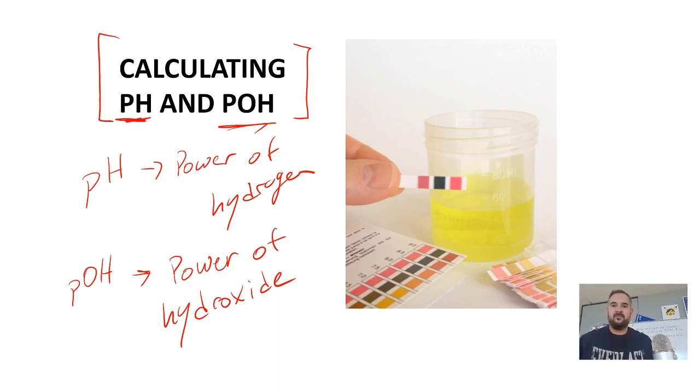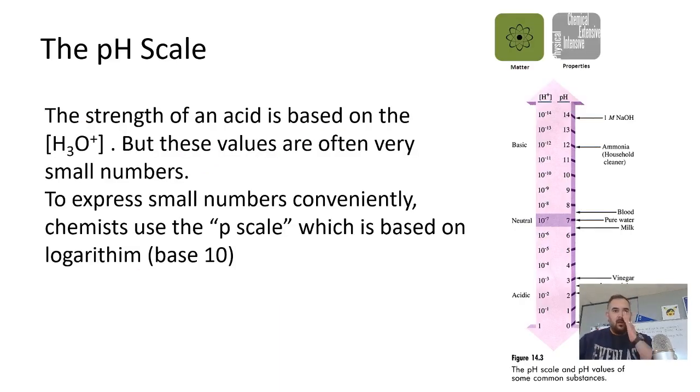All right, let's move. Okay, so the strength of an acid is based on the H3O plus, which we already said is the exact same as saying H plus. But these values are often very small numbers. To express small numbers conveniently, chemists will use the power scale, which is based on a log 10. You don't need to write this down. I'll tell you what you need to write.